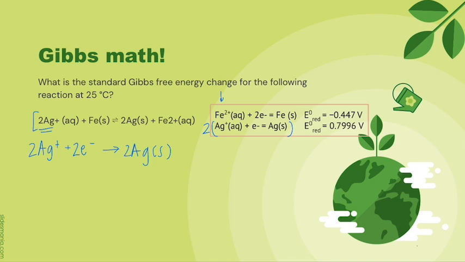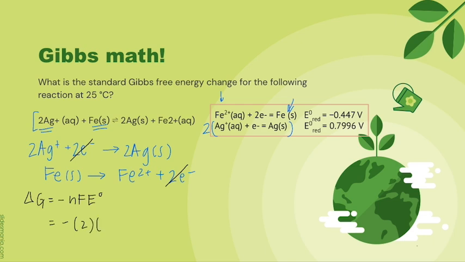Then I see that I have my Fe(s), which is the opposite though, because it starts on this side. So I'm going to have my Fe(s) goes to Fe2+ plus 2e minus. And I see that my 2 electrons cancel, so I know that I have 2 electrons for my equation. So using my equation, my delta G is equal to negative nFE. I see that I have 2 electrons, so I'm going to have 2.